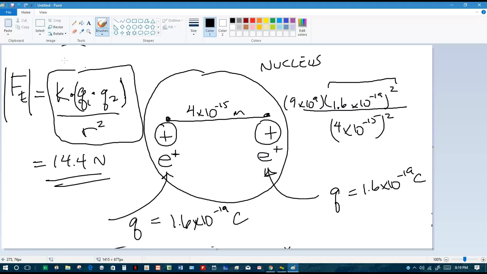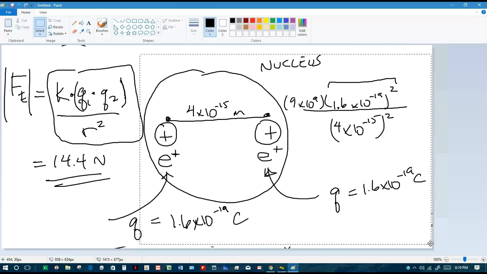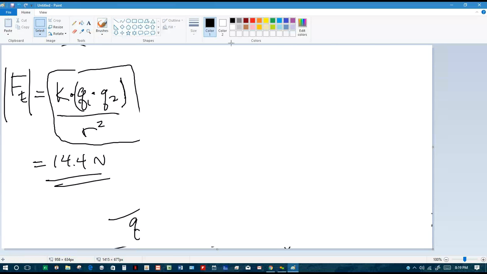Now I'm going to ask you a couple of concept questions. The first one would be, if we had to draw a free body diagram for Q1 and a free body diagram for Q2, what would those free body diagrams look like?